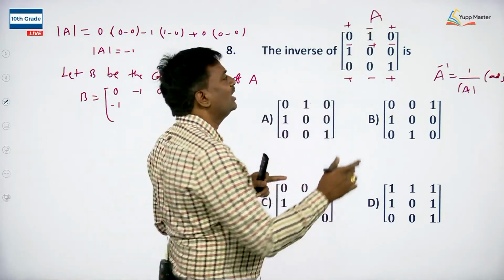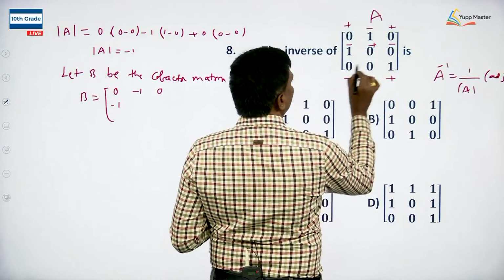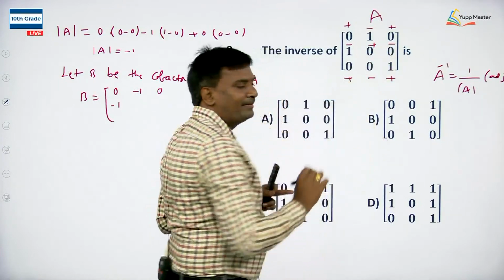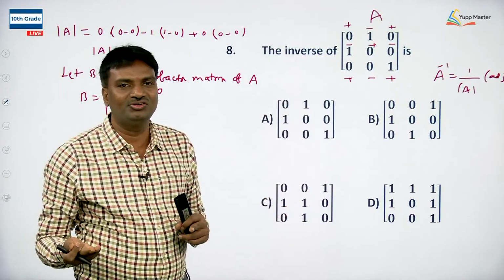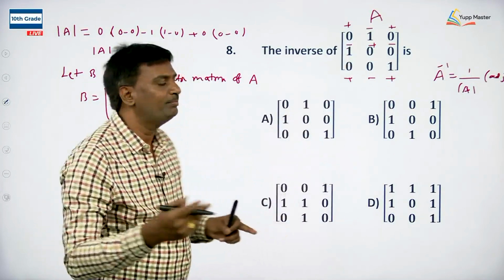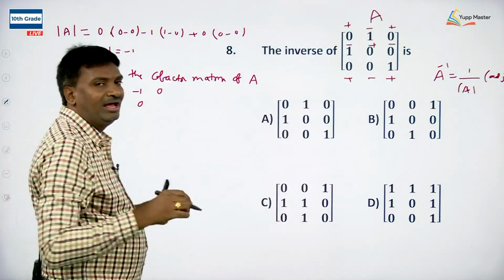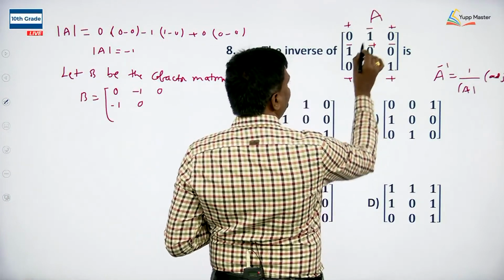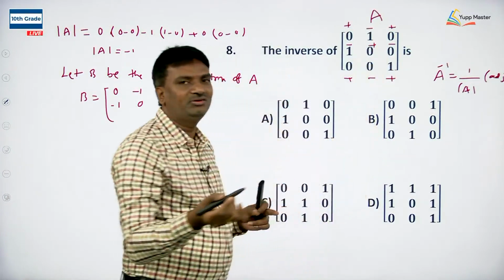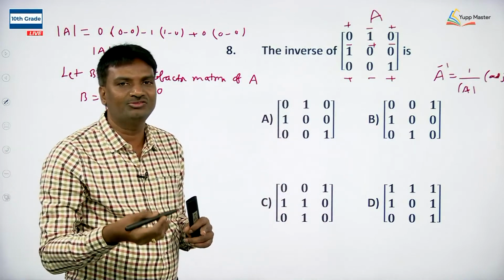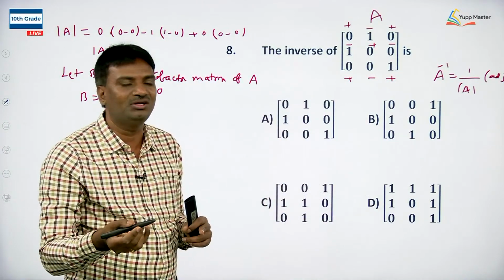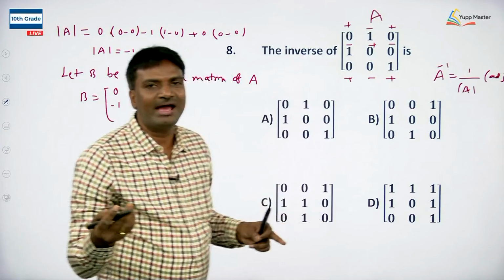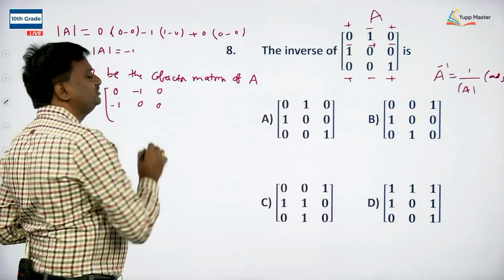The remaining elements are 0, 0, 0, 1, 0 into 1, 0, minus 0 into 0, 0, that is 0 minus 0, 0. Here we have the sign plus, that is 0. Next take the element 0, eliminate this row and this column. The remaining elements are 0, 1, 0, 0, 0 into 0, 0, minus 1 into 0, 0, 0 minus 0, 0. Here the sign is minus, minus 1 into 0, that is 0 only.